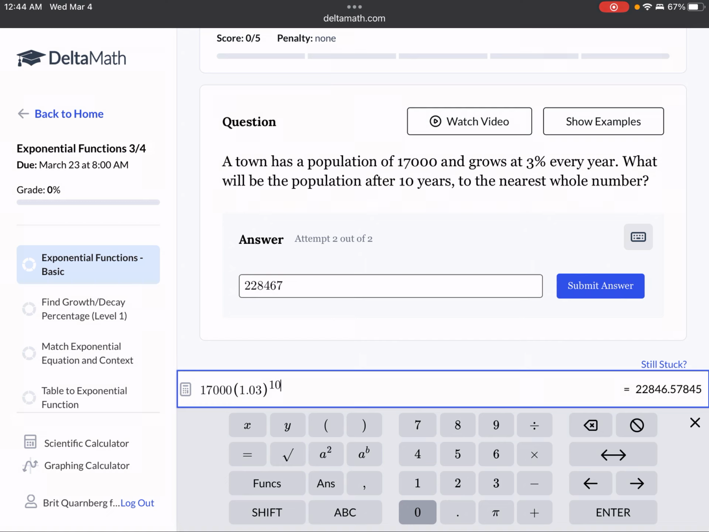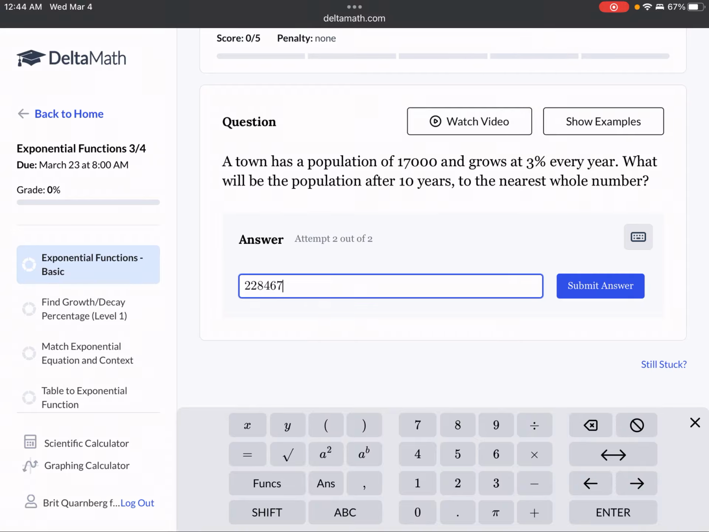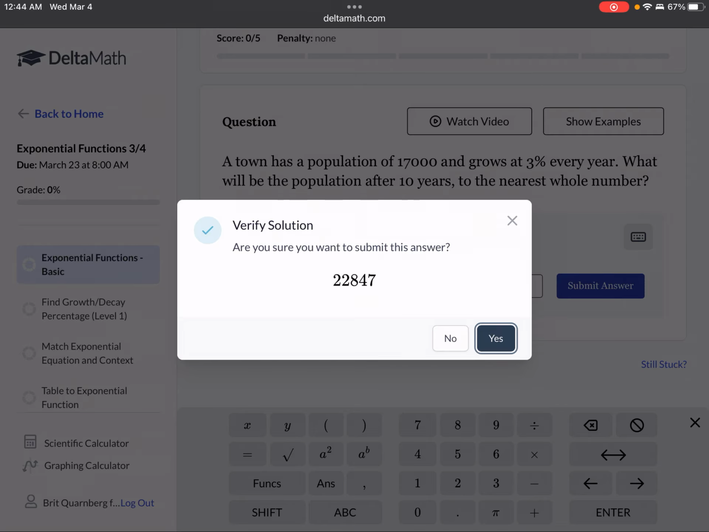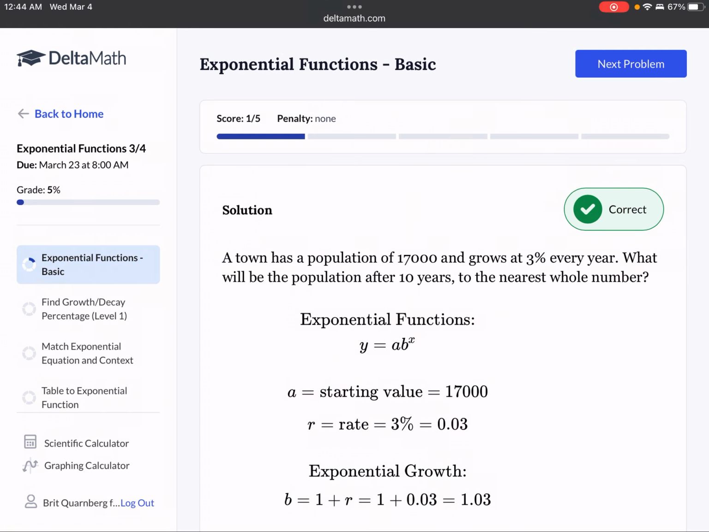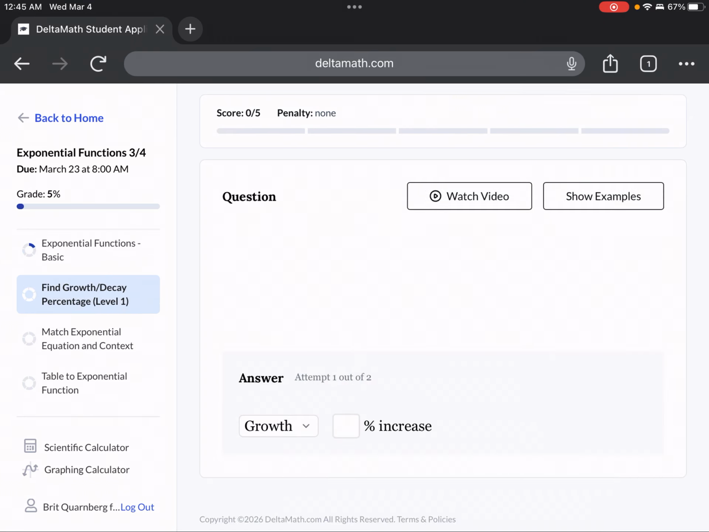Oh, that's what I did. Yep, I'm good. Okay. There we go. So I did have it right. I just added an extra number. Whatever. Okay, so then here's the next type of problem.